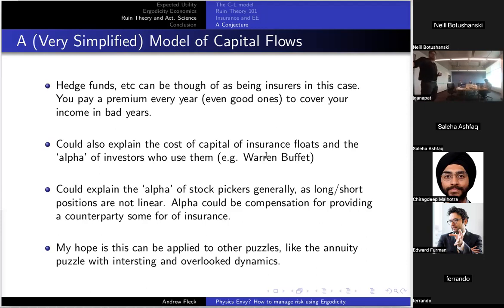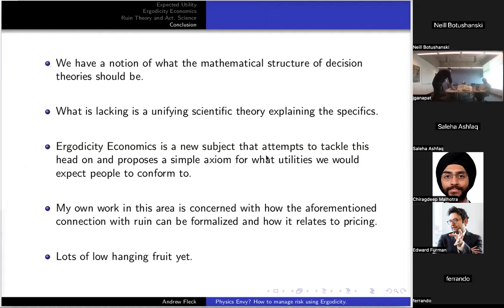And I hope it can be applied to other puzzles, right? Economics has given us insights into the equity premium puzzle. Maybe it can be applied to the annuity puzzle, right? There are interesting dynamics that annuities have that are slightly different than other financial products. Maybe this is where some of the puzzles come from. So that's it for me today.